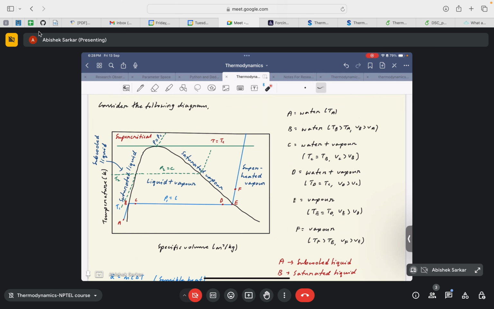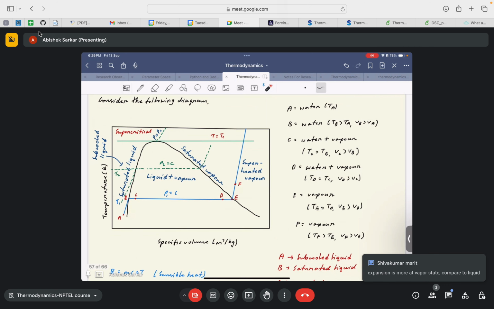So as we increase the temperature, the specific volume of water increases. So there is a slight curvature in this, and the curve tends to have a positive slope, right? Now we also know that as we go upwards in this curve, the pressure is also increasing.